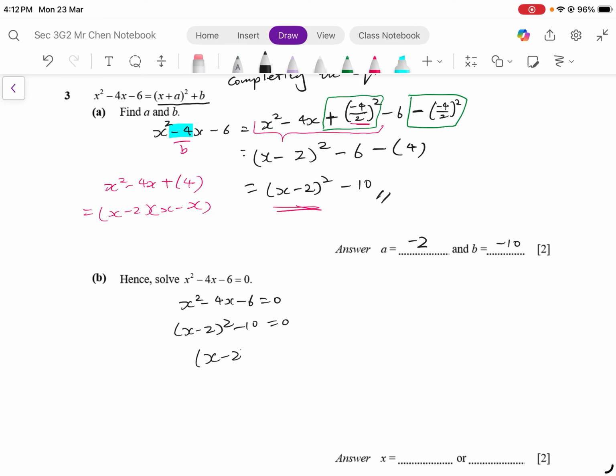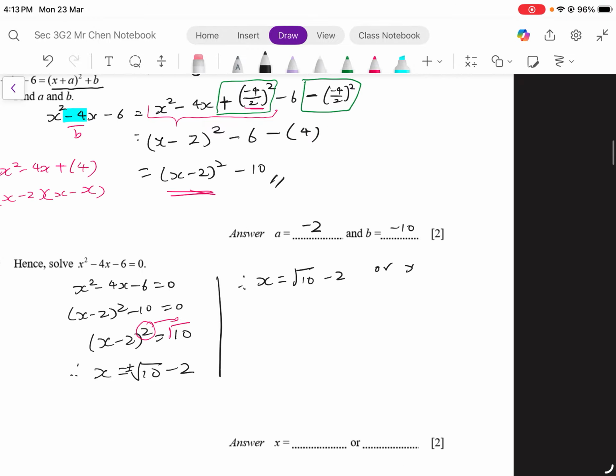So x minus 2 squared equals to 10. And your x equals to square root 10, right? Because we reverse the square first to become square root before we minus 2. But don't forget, square root is plus minus, so you will have x equals to square root 10 minus 2, or x equals to square root 10 plus 2.